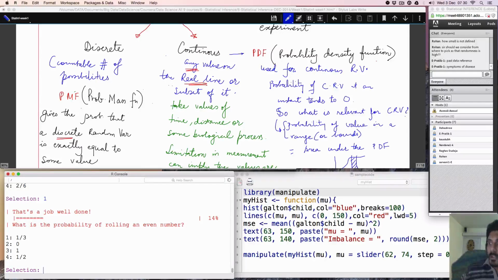Okay, so what's the probability of rolling an even number when I just roll one single die? It's a very simple question. 1 by 2, right? Okay.